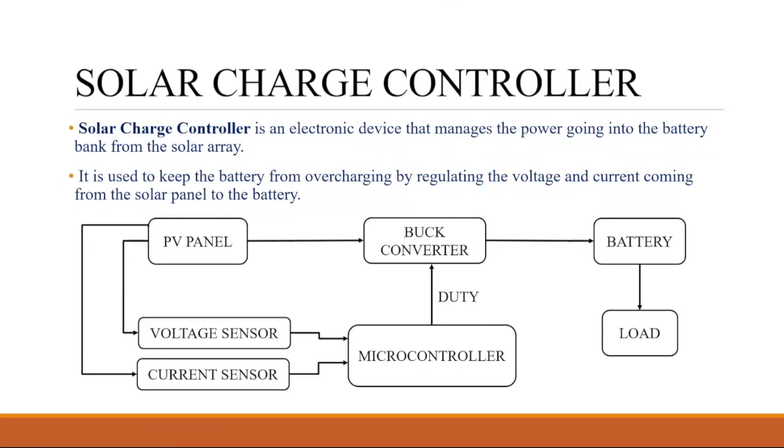Basically, the microcontroller is giving this signal, and if I increase the duty or decrease the duty, the switching of this MOSFET will change, and that will provide me a voltage level as per my requirement. So that is why we are using a charge controller, so that we can regulate the voltage at the output of our photovoltaic system. That is the role of a charge controller.